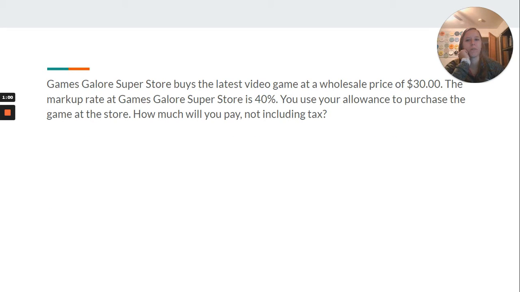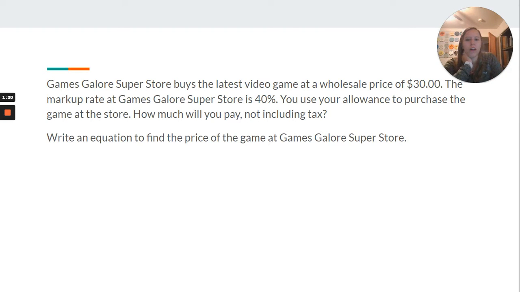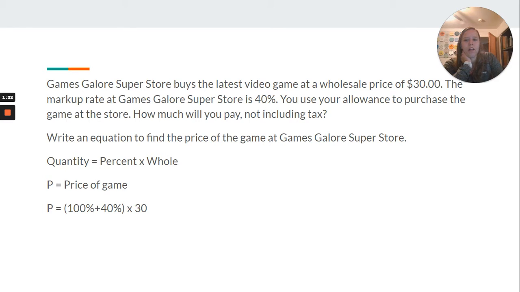Games Galore Superstore buys the latest video game at a wholesale price, so original price, of $30. The markup rate at Games Galore Superstore is 40%. You use your allowance to purchase the game at the store. How much will you pay, not including tax? So we have to figure out what the markup is. It says write an equation to find the price of the game. So quantity equals percent times whole, where P is the price of the game. So the price of the game equals, we're adding those percents because it's a markup, 140% times 30.